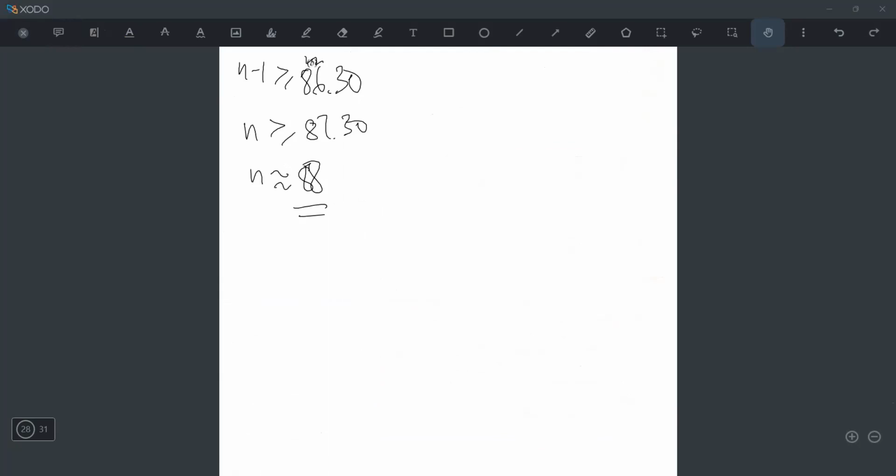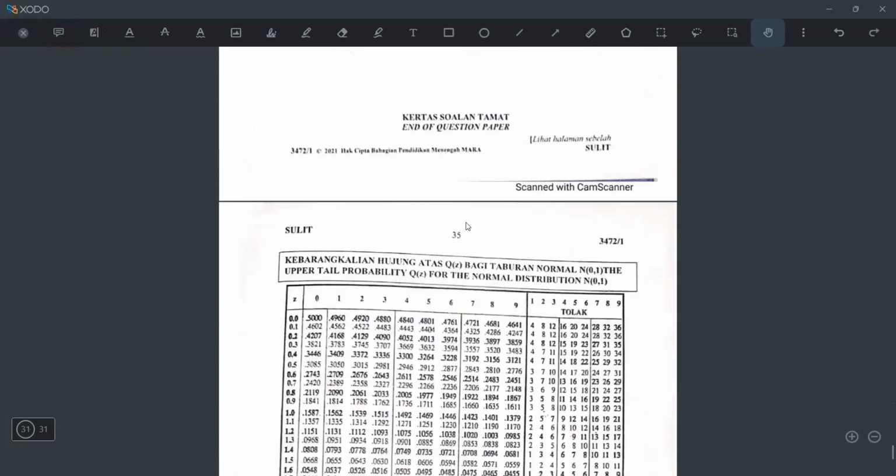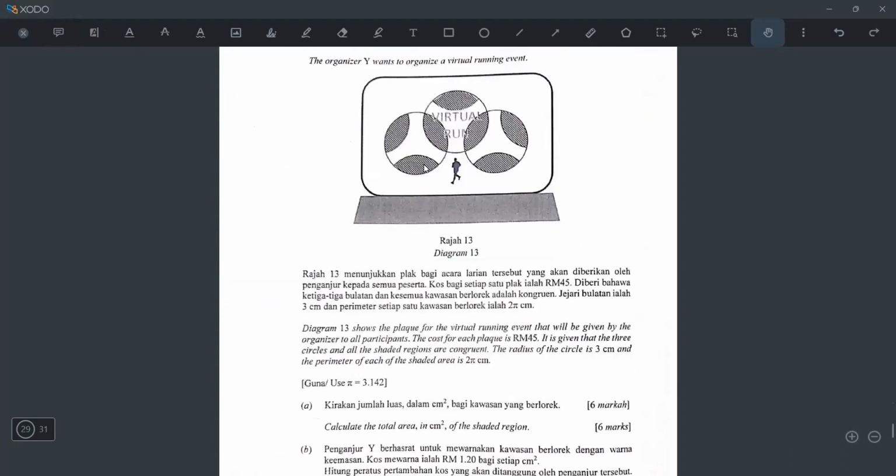Okay, I think we can go to the final question here. Number 15, and then we are done with this paper, right? Let's go. The organizer Y wants to organize a virtual running event. So they give you a diagram here. Looks like a logo, looks like a badge. Diagram 13 shows the plaque for the virtual running event that will be given by the organizer to all participants. So every participant will get something like this, okay?